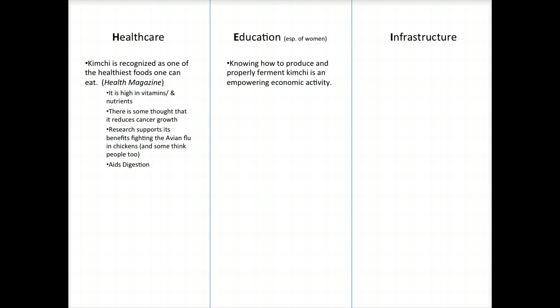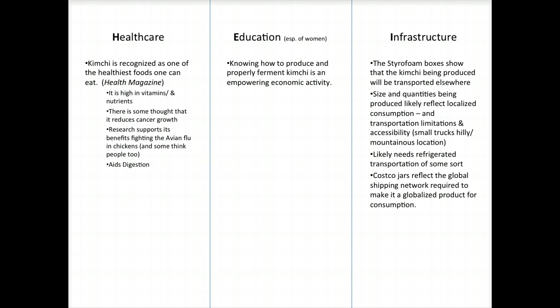Education, especially looking at the role of women there, is that kimchi is a very respected and valued skill, producing it. And so women that know how to make traditional kimchi have incredible status and stature within Korean society. It's also an empowering economic activity for women, especially if they are widowed or single, especially for traditional women to be able to produce it both locally and within their own family.